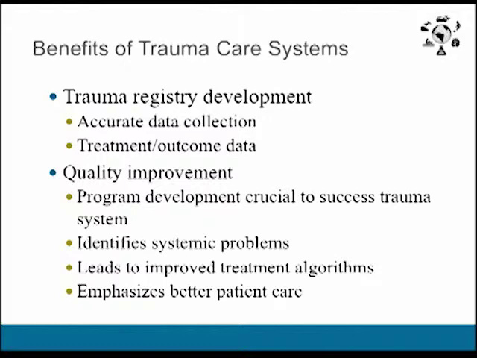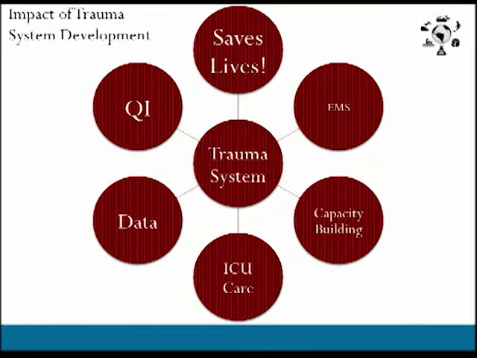So really, trauma care systems, I argue, do many things. Obviously we want to save lives first and foremost, but we also want to decrease morbidity associated with trauma. We want to have more data, more QI. So how do we go about doing this?